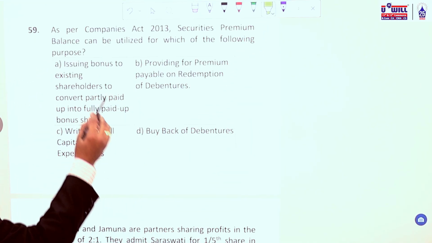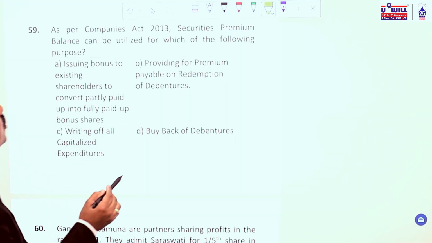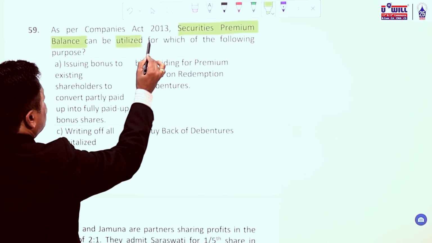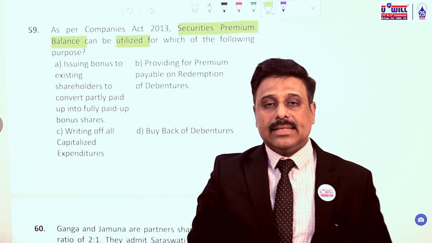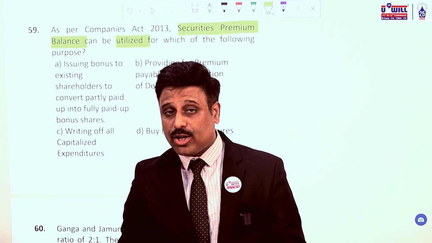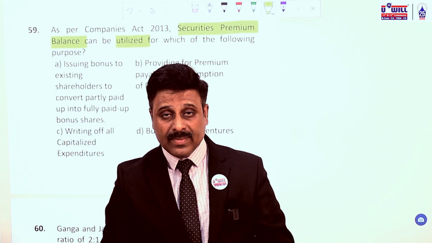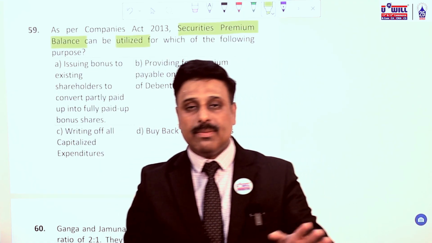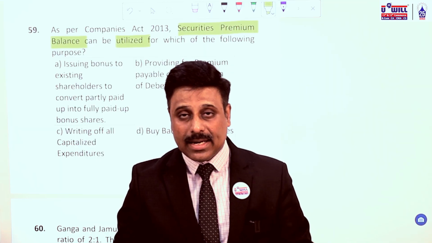As per Companies Act 2013, securities premium balance can be utilized for which of the following purposes? You have already studied in the chapters of debentures that securities premium can be utilized to write off discount on issue of debentures, first priority. Then P&L we used to write off loss on issue of debentures or premium on redemption of debentures, both are same. First we have to utilize securities premium, then the balance from profit and loss account.